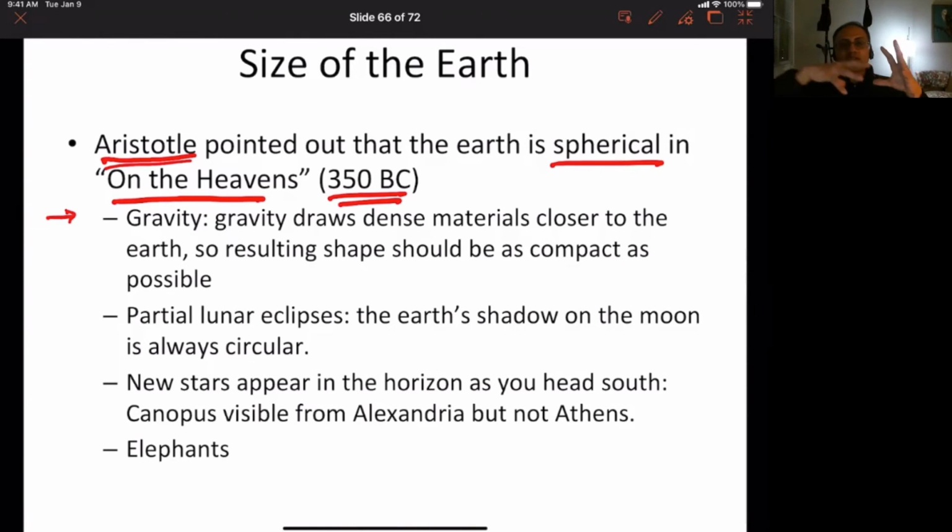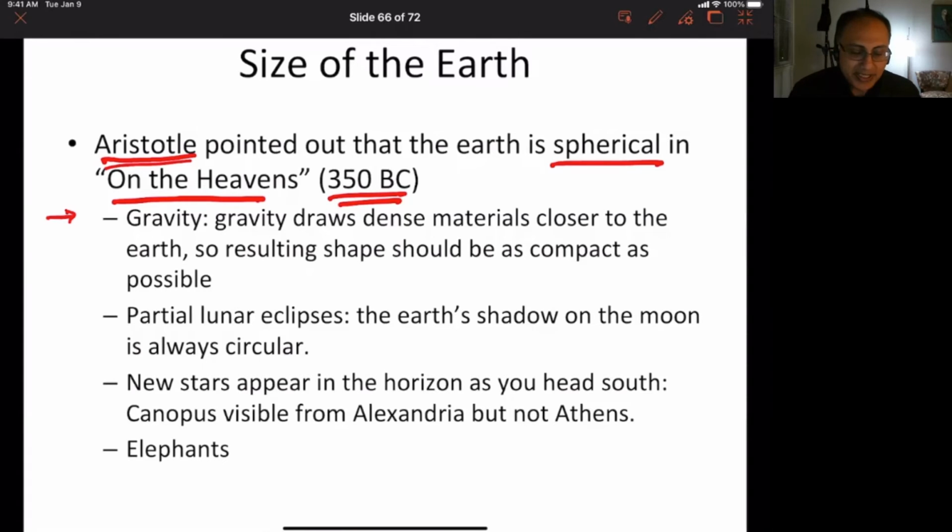Because if gravity is trying to pull everything down, gravity is not going to allow an edge to stick out, right? So what shape do you have that doesn't have any edges sticking out? It's obviously not a rectangular box, right? A box has corners. So what shape can you think of that doesn't have any edges sticking out? The answer is a sphere.